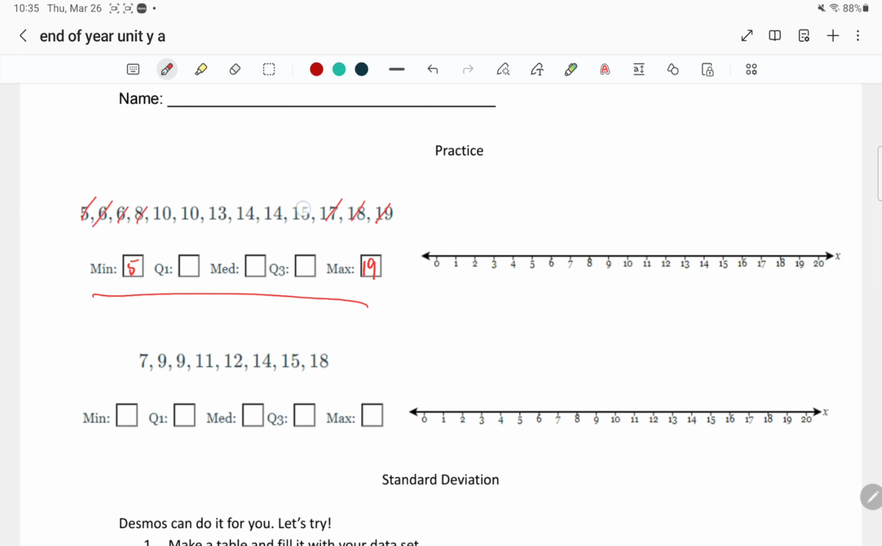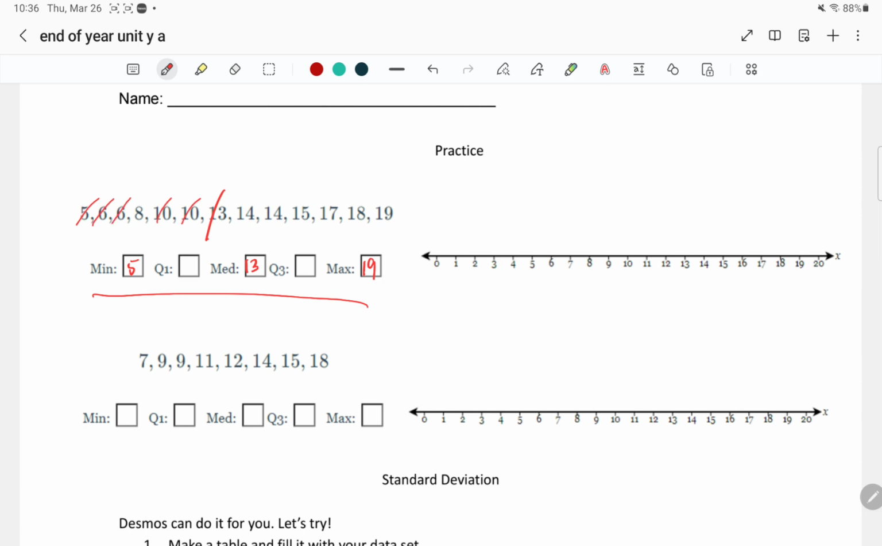Lots of numbers this time. My middle is 13. Because I used 13, that is actually my median. I cannot use it again. That is what splits my data in half. So that 13 is now out. I'm not using it anymore. If I want to find quartile 1, I ignore the 13.